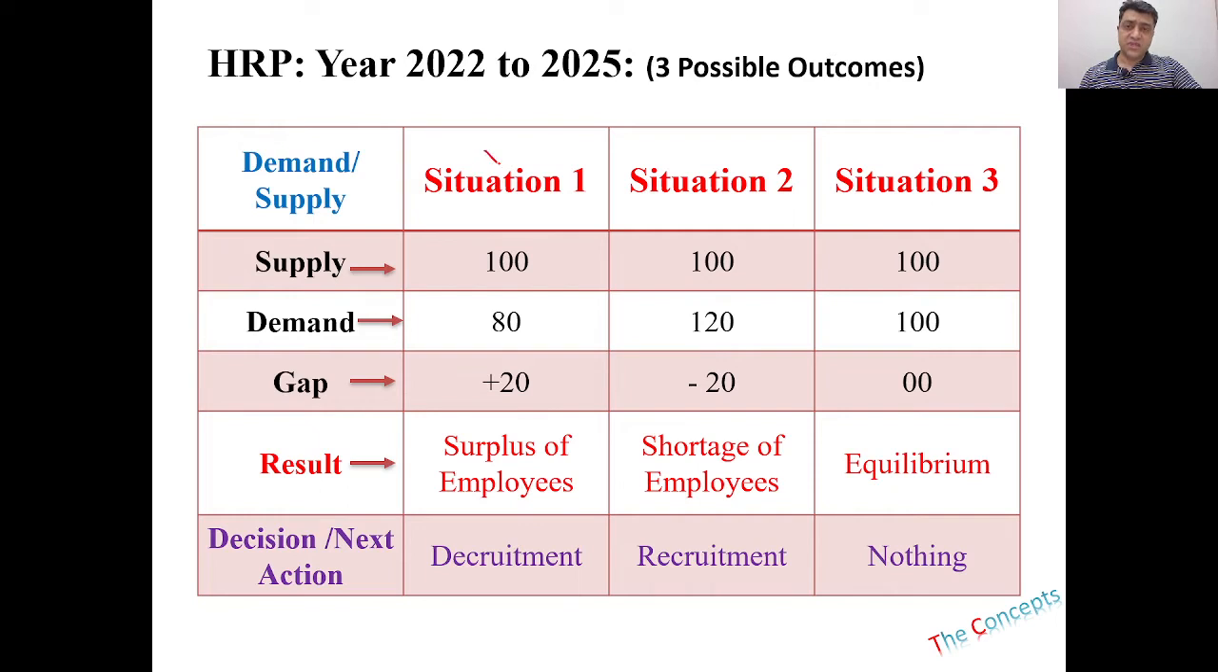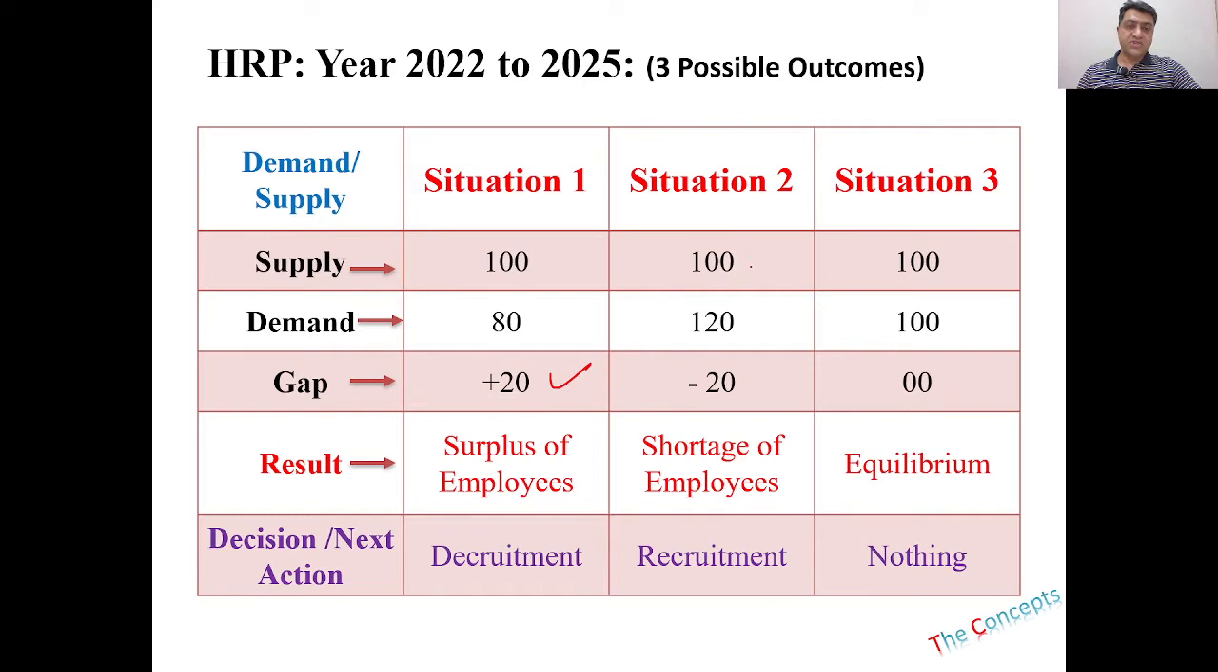So let's look at situation one. We have 100 employees and we will be needing 80 employees in the end in 2025. What is the gap? Gap is plus 20. Why are we saying plus? Because we need fewer people in 2025. So we are expecting that there is going to be a surplus of employees in the coming time, which is your 2025. So because it's a surplus, that is why we are giving this positive sign. So this is one situation where we are planning and we are expecting that we will have surplus of people.